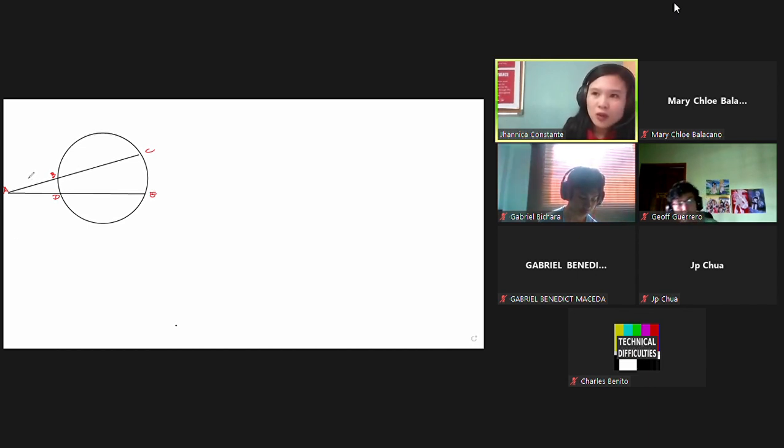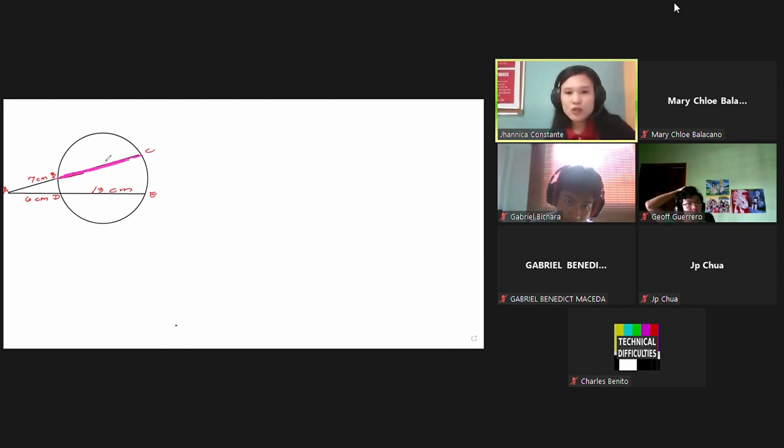AB has a measurement of 7 centimeter. AD has a measurement of 6 centimeter. And DE has a measurement of 13 centimeter. And we need to find what is the measurement of the segment BC. So we need to solve for this line segment. What will be the length of the segment BC? Given that the measurement of our secant AB is 7 centimeter, secant AD is equal to 6 centimeter, and secant DE, which is 13 centimeter.